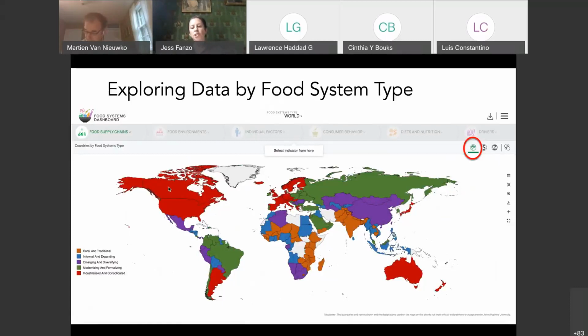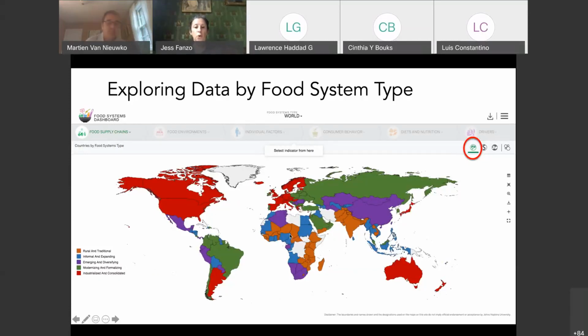And now typologies are limited in that they cluster countries together. And we know that a country has multiple types of food systems within a country, but it does give you some broad comparisons that you can make in where countries generally are in their food system classification. So we have created these 5 typologies from rural and traditional to very industrialized and consolidated.